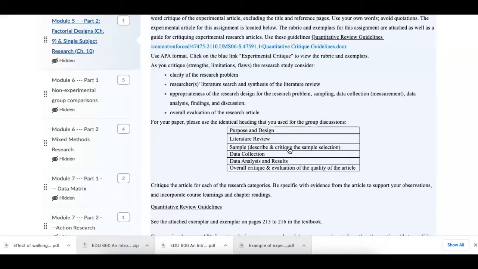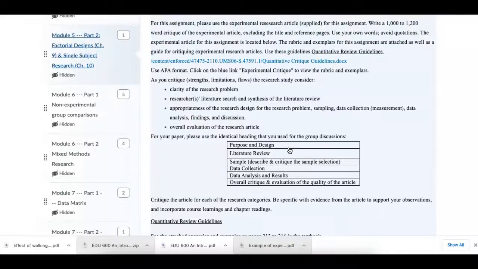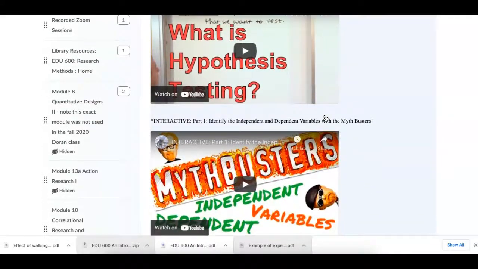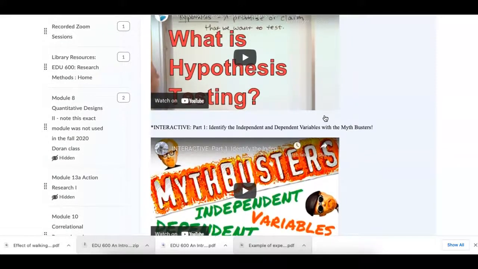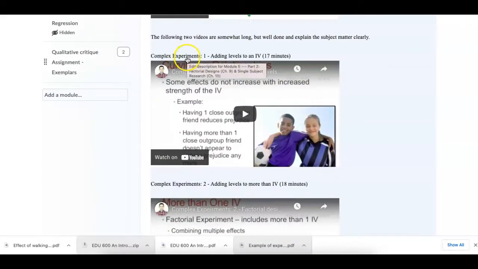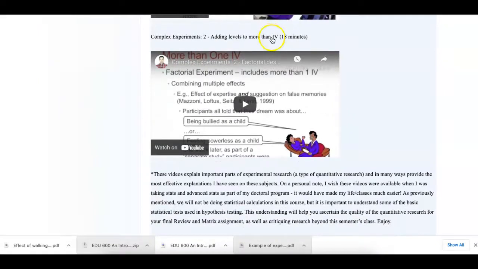So the research I presented, it's about dogs and the effect of, I'll come back down to that in 1 second. So here's information on the assignment. And then I have a whole bunch of videos in here that just explain some of the statistical analysis, the variables, independent versus dependent variable, what is hypothesis testing. We have complex experiments. So this is the latter portion. Once again, experiments where you're using more treatments.